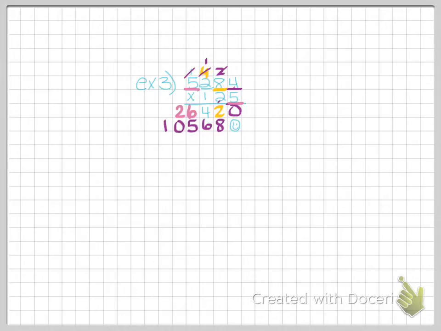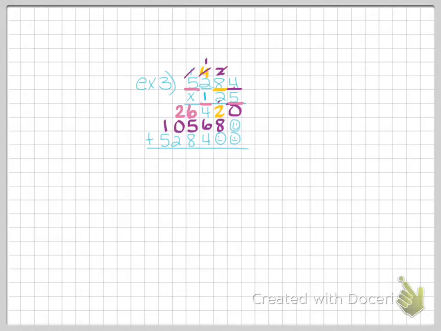Now we need to do the 1 times everything. This time I need to make 2 smiley faces. The reason being is that this is like multiplying times 100, because this is really the 100 value, right? So these 2 zeros represent if I were multiplying it times 100. So I'm doing 1 times 4, 1 times 8, 1 times 2, and 1 times 5. Now I can add all of it together.